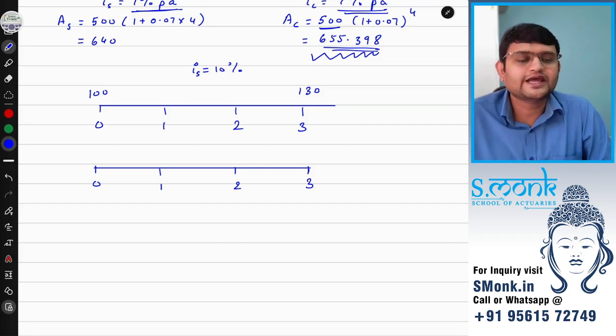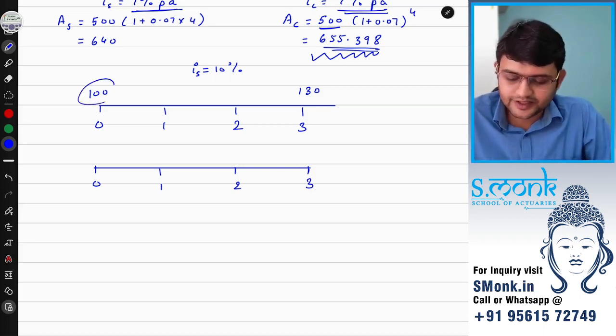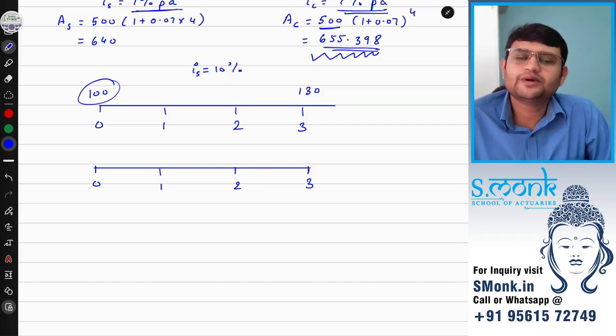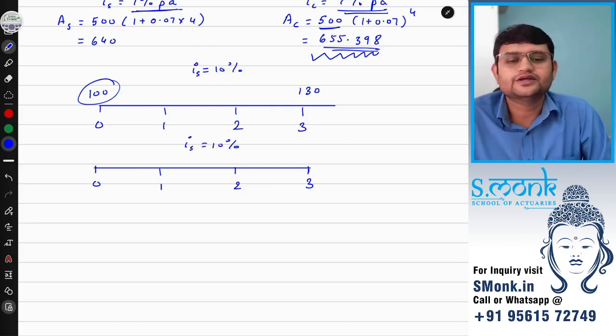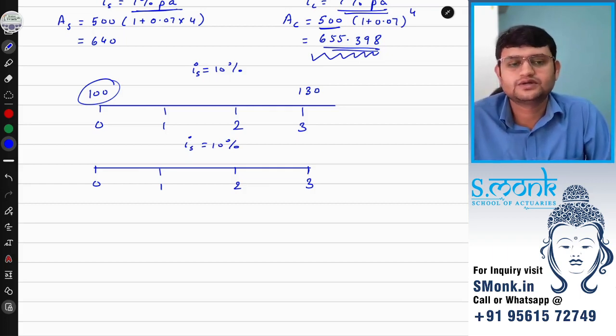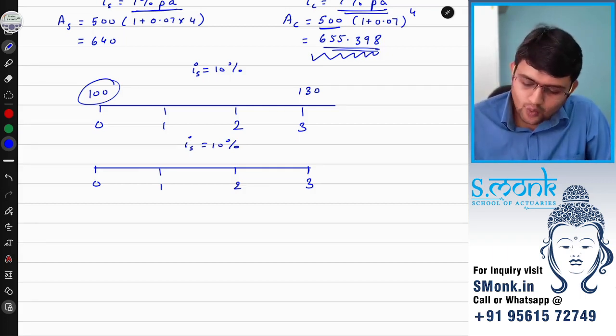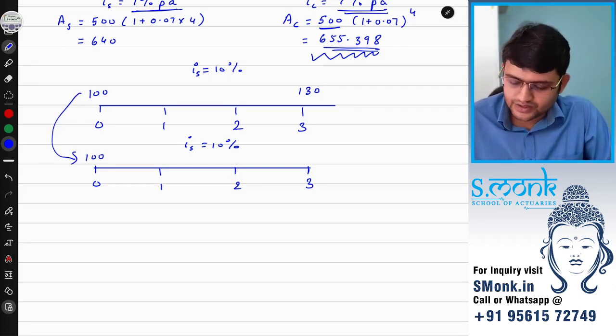Or let's say I take that 100 rupees and lend it to somebody else at the same rate of interest, but I lend it only for 1 year. So I took that 100 rupees from you and lent it to somebody else for only 1 year. After 1 year, I should get 110 rupees back.